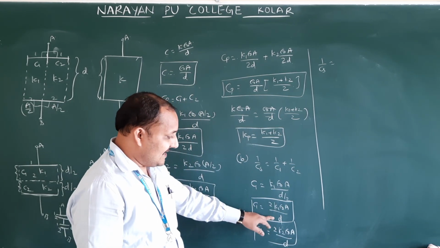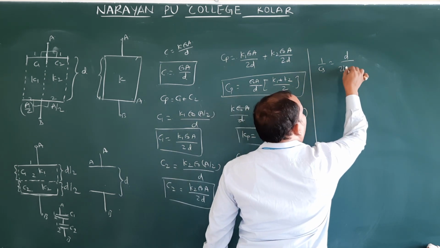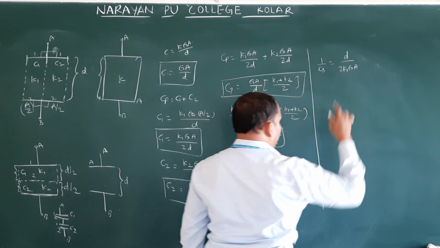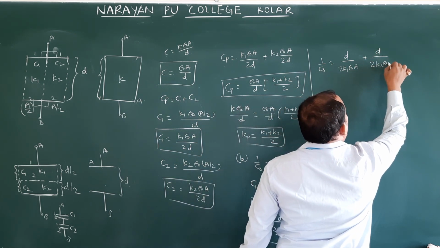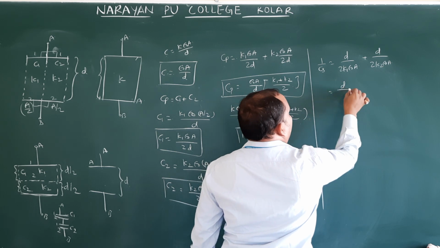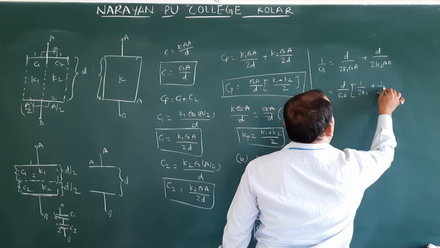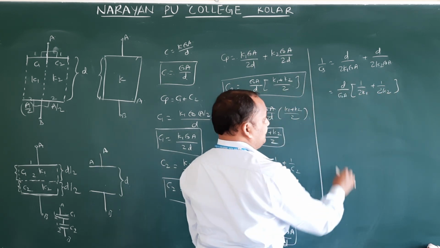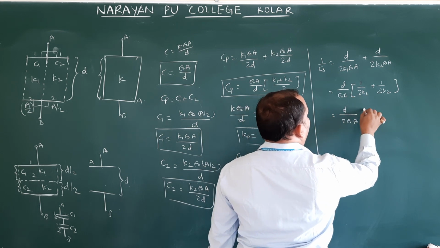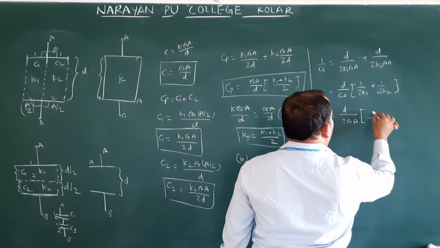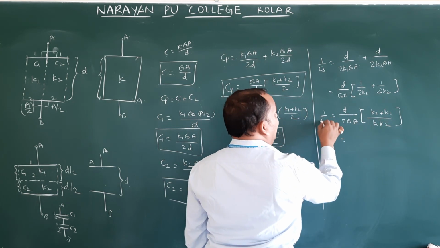1 by C1 means the reverse of this one. The reverse of this means D by 2K1 epsilon naught A plus D by 2K2 epsilon naught A. So D by epsilon naught A, if you take common, 1 by 2K1 plus 1 by 2K2. So D by 2 epsilon naught A, if you write 2 here, what is the LCM? K1, K2. So K2 plus K1. So this is 1 by CS.